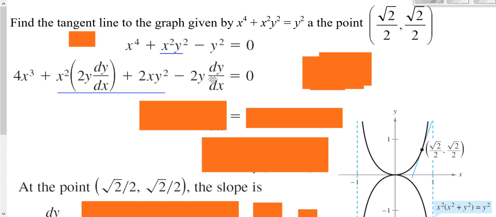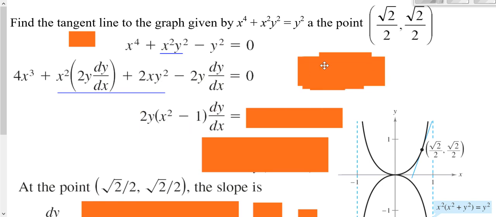Now, the two terms with dy over dx we'll leave on the left side. The two terms that don't have dy over dx we'll take to the other side. So we'll take our 4x cubed and subtract it to the other side. We'll take our 2x squared y cubed, or squared, to the other side. And then we can go ahead and pull out a dy over dx. So just be aware of what it is I'm doing here.